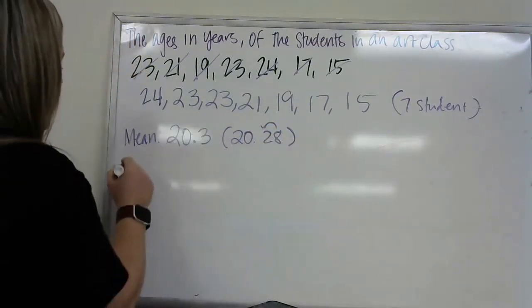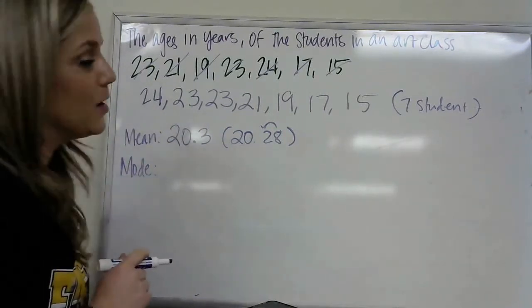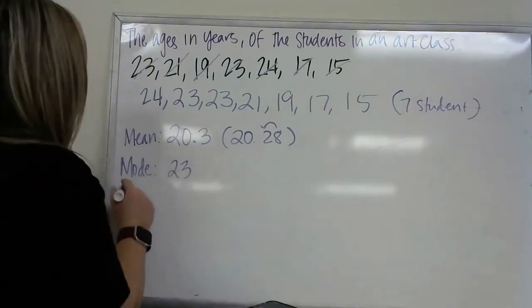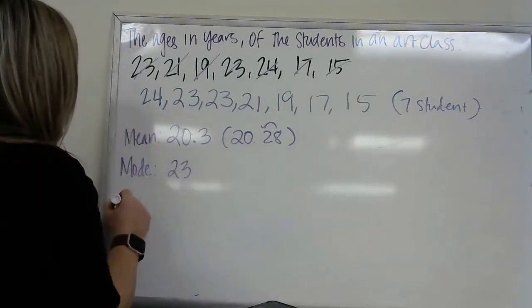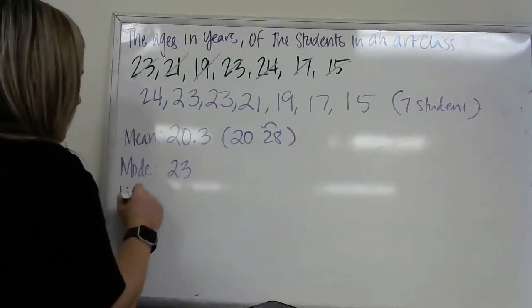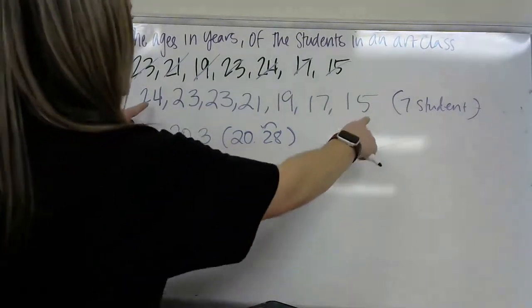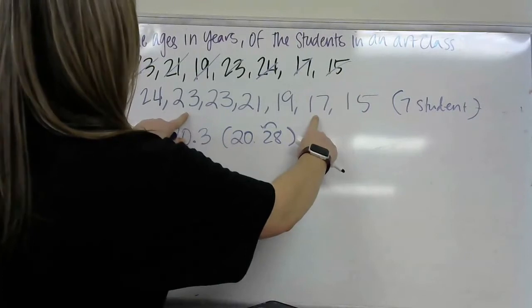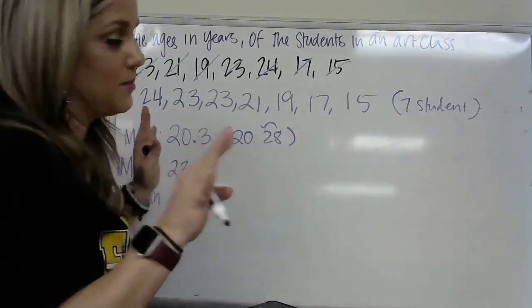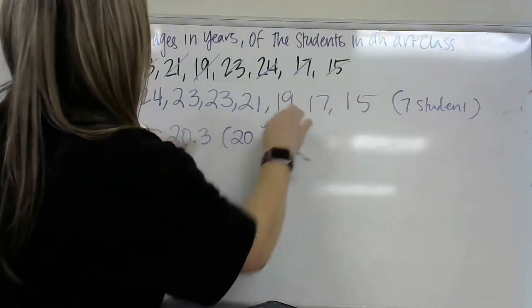Okay, so the mode is the most occurring. The most occurring number we see is 23. Okay, mean, median, mode. Mean, oh, I forgot median, sorry. It doesn't matter. The median is the middle number. Okay, so we go like this to find the middle number. This is why you have to have it in order from least to greatest or greatest to least. It doesn't matter. So go like this, boom, boom, it's 21.